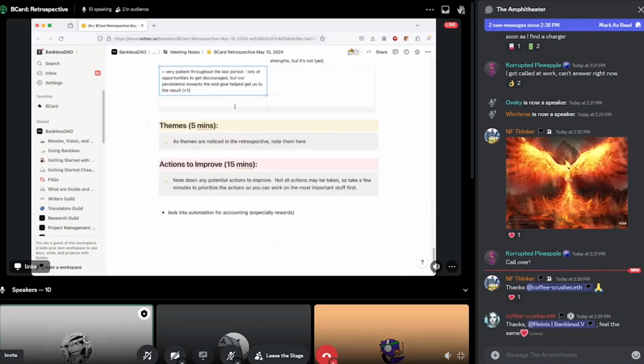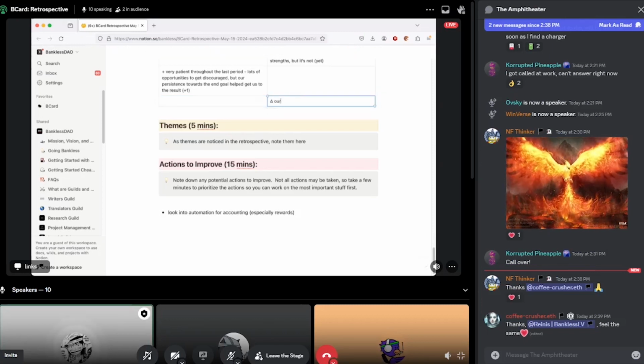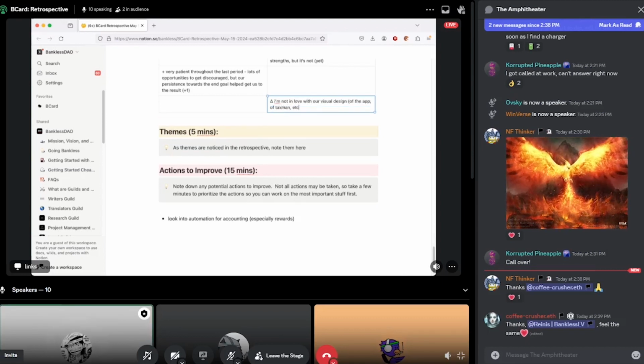I will say something else. I'll put it as a delta. I'm not in love with our visual design of the app, of Taxman, etc.